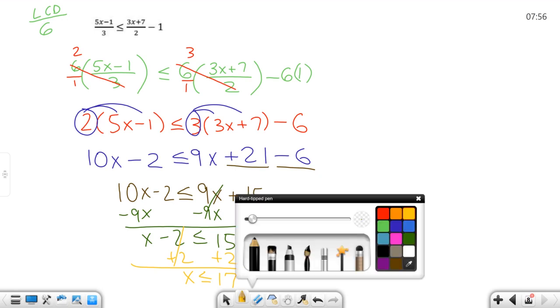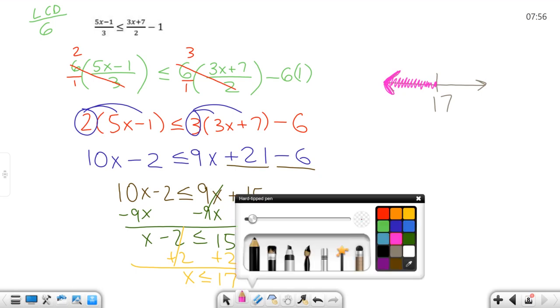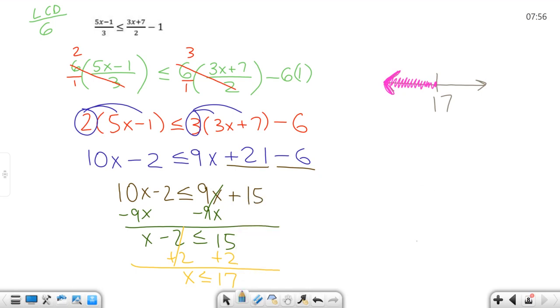So then I say, okay, that's my inequality. Now let's draw my number line. Graph it on that. What number do I care about? 17. Less than. Which way is it less than? Shade over here to the left. And there's my arrows being shaded. And what's out there? It's going to be negative infinity, right?